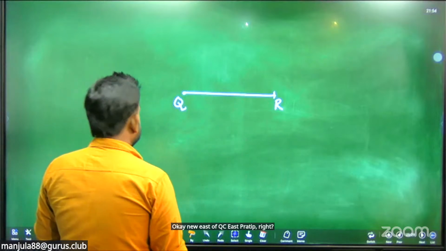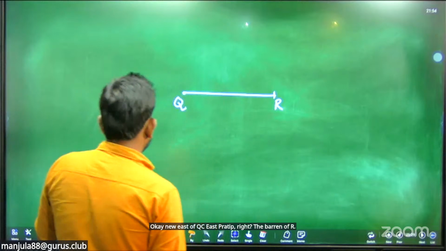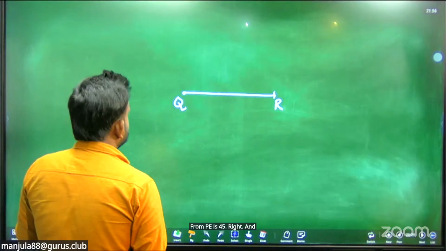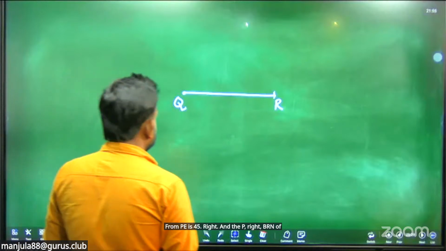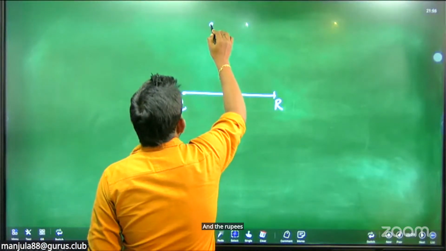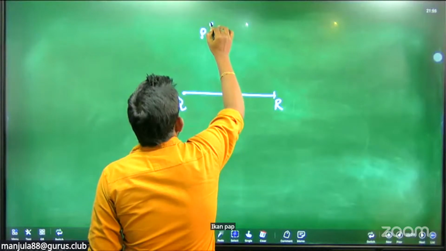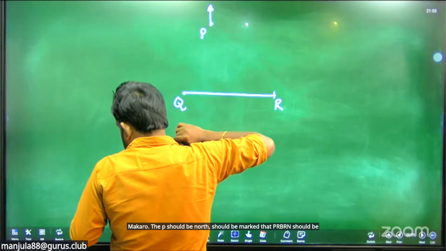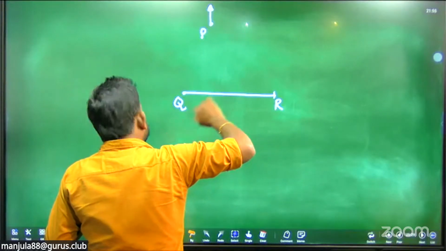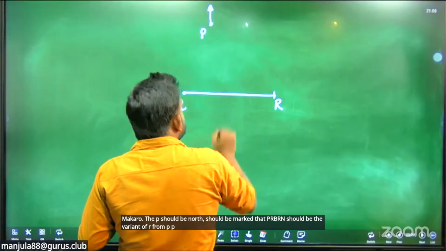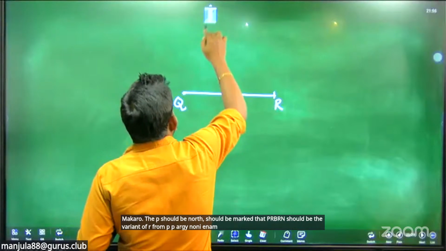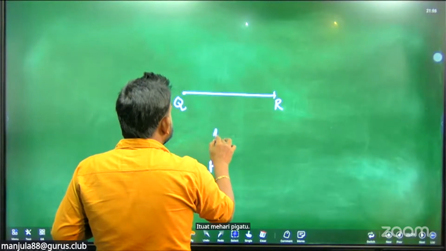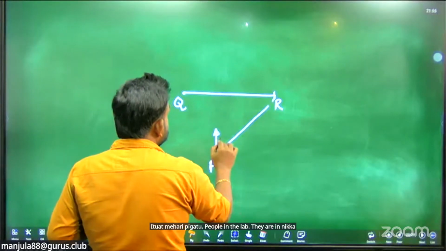The bearing of R from P is 45 degrees. Bearing of R from P. So if we mark P, north should be marked there. The bearing of R from P should be 45 degrees. So R should be in this area. Roughly, if we take this area as P, then from P the bearing of R should be 45. That means this is 45.